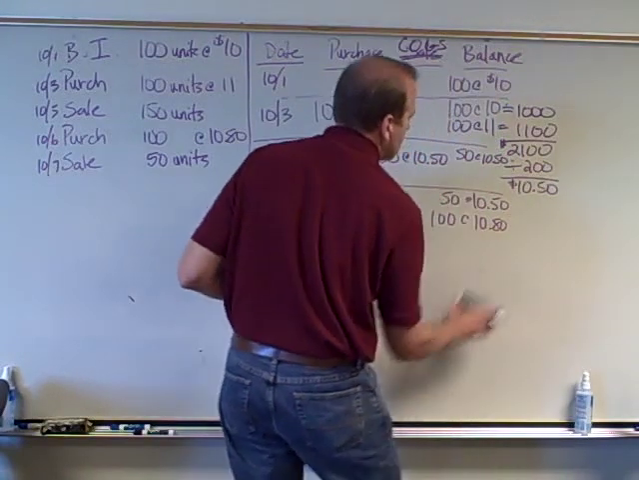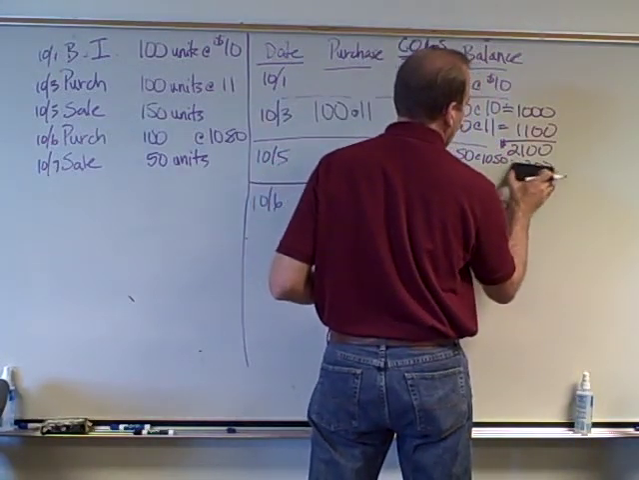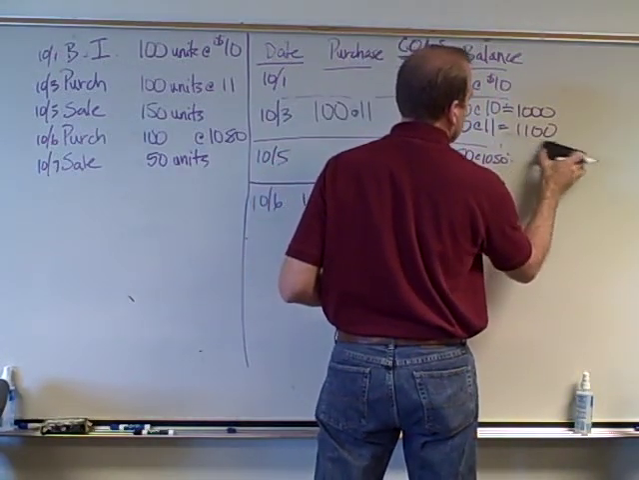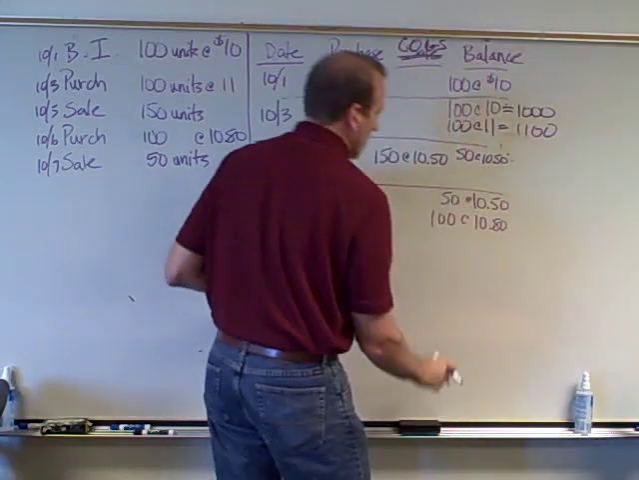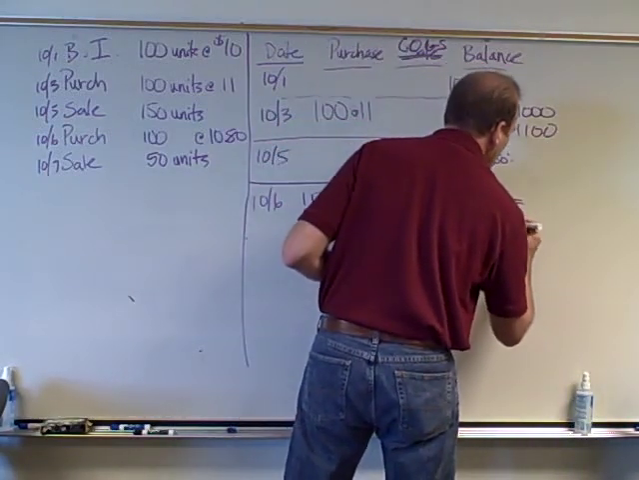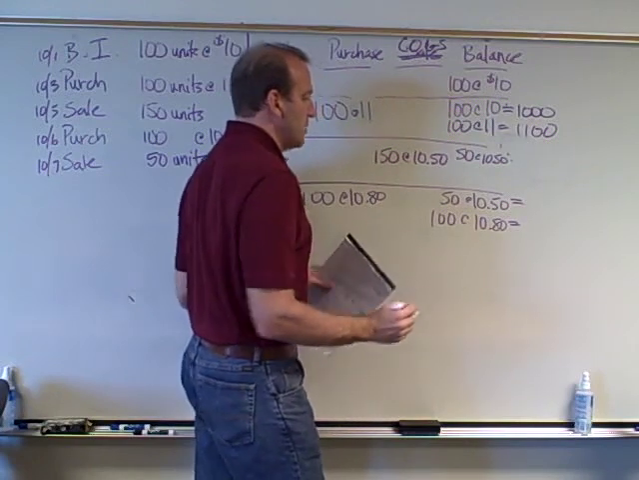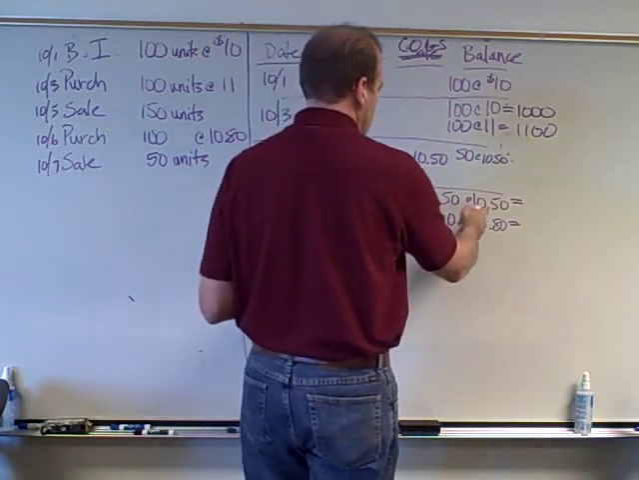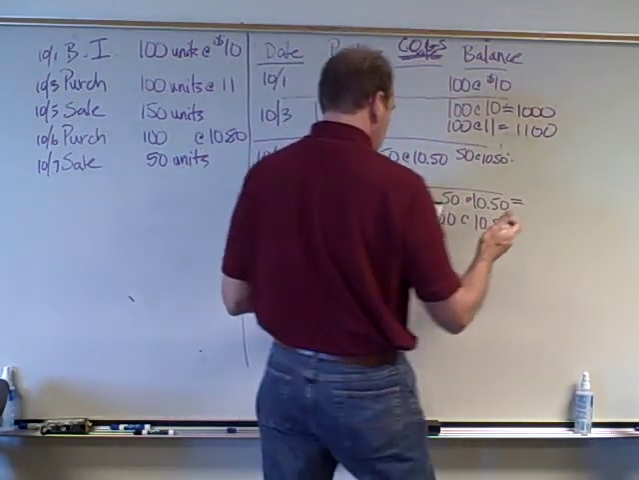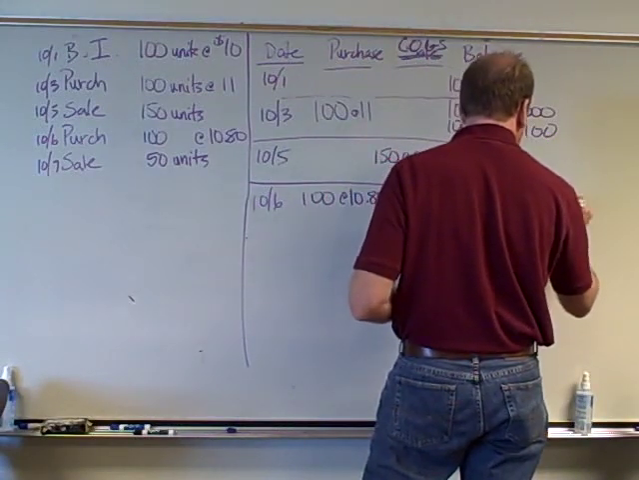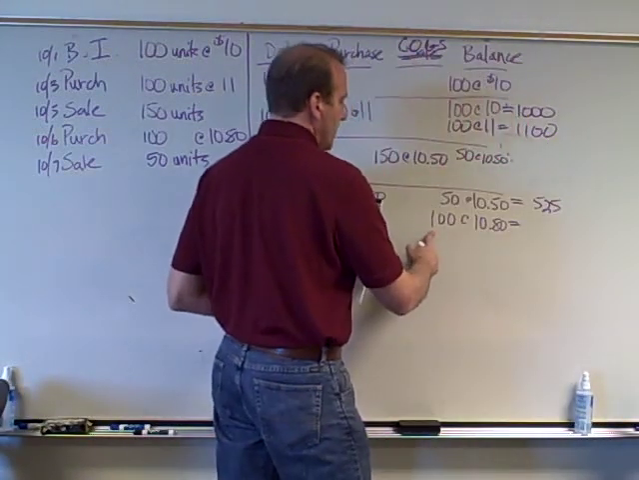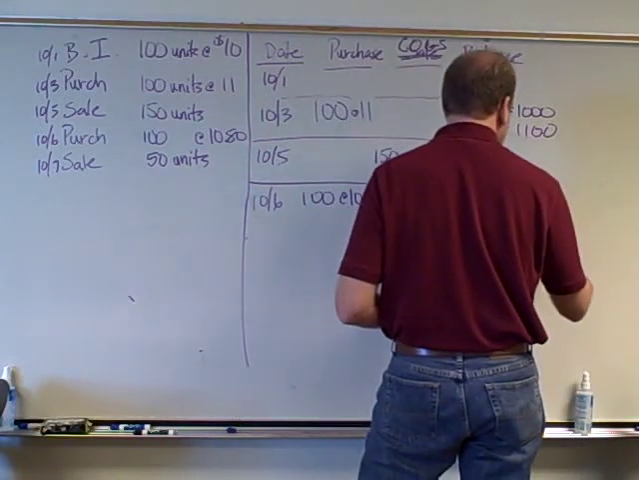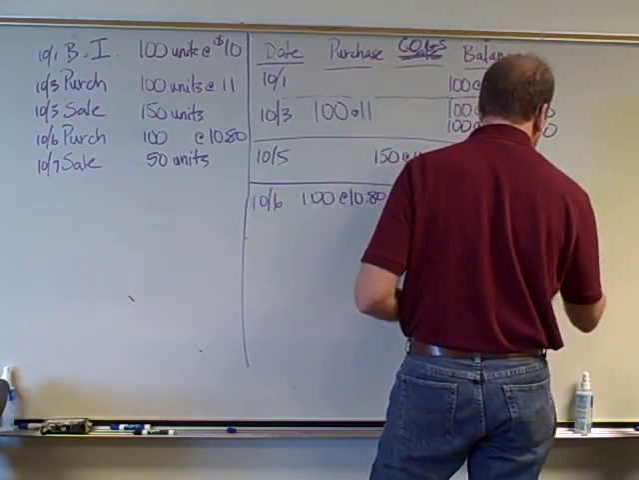Okay, now I'm going to erase this calculation here so it's not in our way. Right? So let's erase that. There we go. So now we have to calculate a new average cost per each item in inventory. So we're going to take the 50 times the $10.50. That gets us $525. The 100 times $10.80, which gets us $1,080.